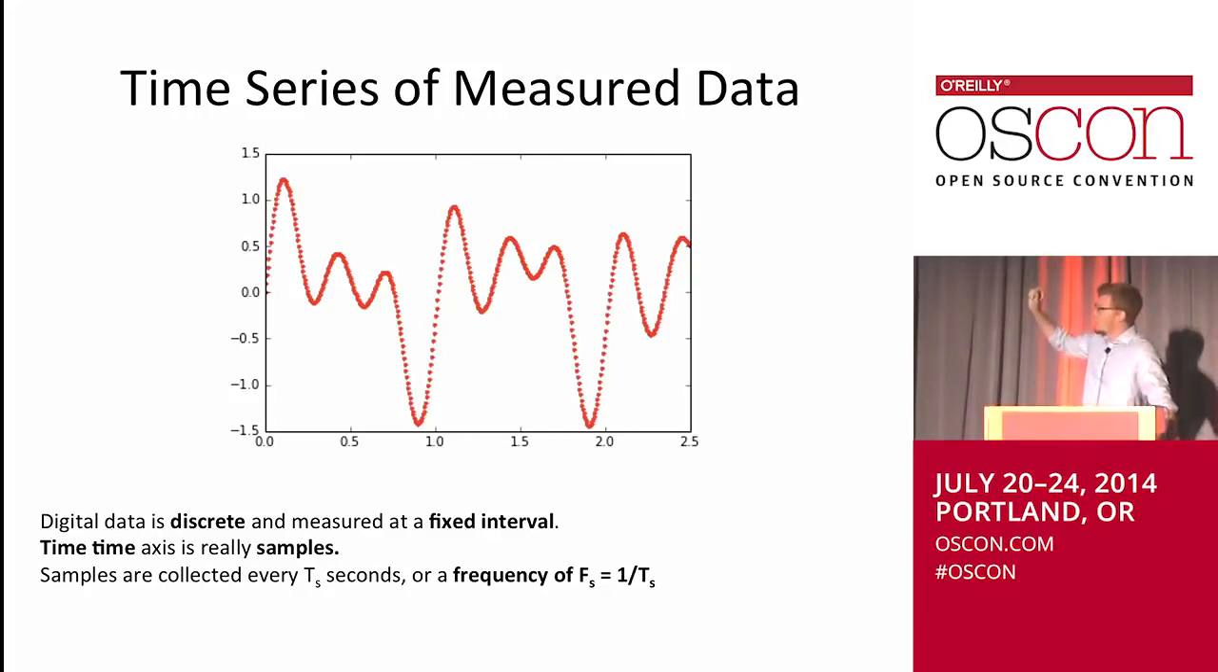So the point here is that data is discrete. You have discrete individual measurements measured at fixed intervals. And since you know that interval, you know how fast you made your measurements, every second, every day, every hundredth of a second. That time is what we're calling T sub s. Because again, it's 1 over seconds, we can also call that in hertz. So it's just 1 over that time period.